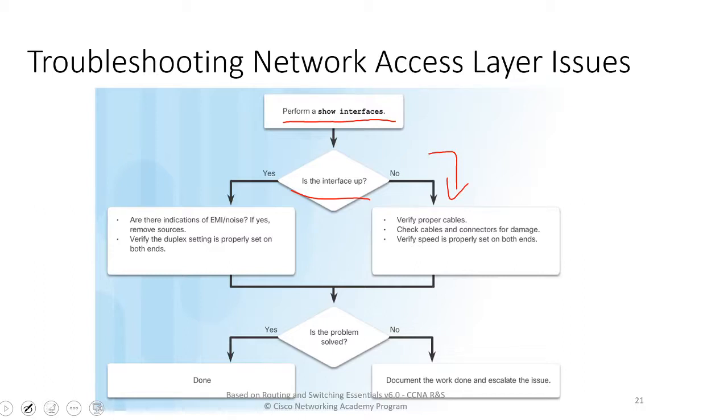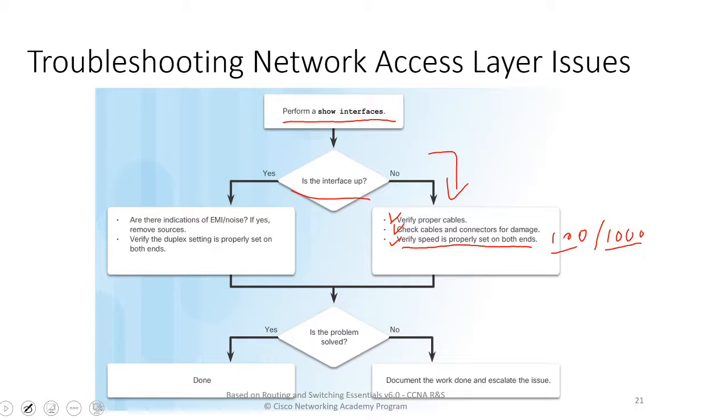So we may check the cabling to see if the connectors are okay, or sometimes if the speed is properly set at both ends. If the speed is not matching, say one end is configured as 100 and the other is configured as 1000, then these two are not going to match, and that could be a problem. So we will check these about the particular physical interface. So this is about the physical connectivity.